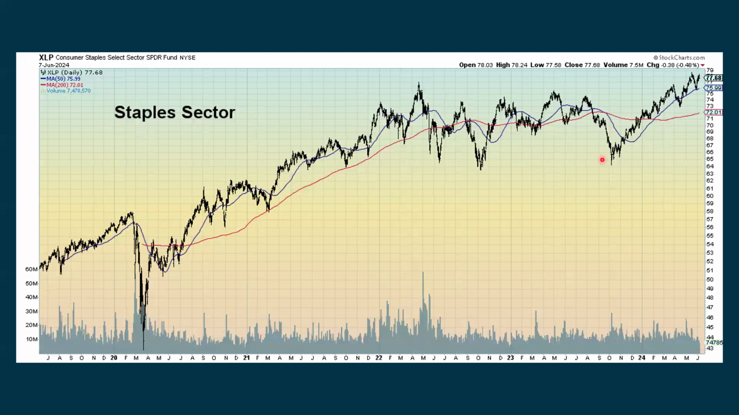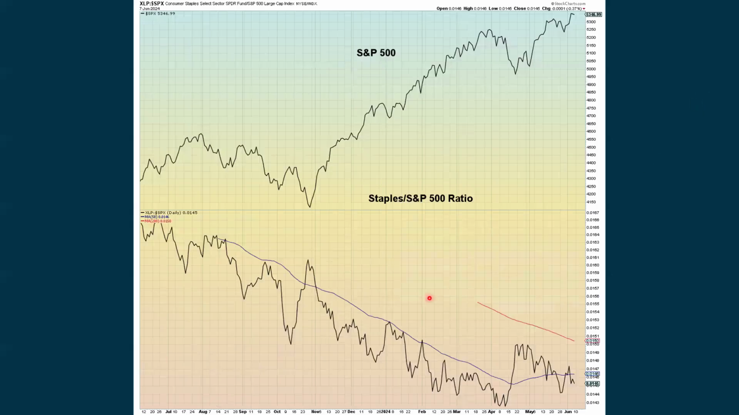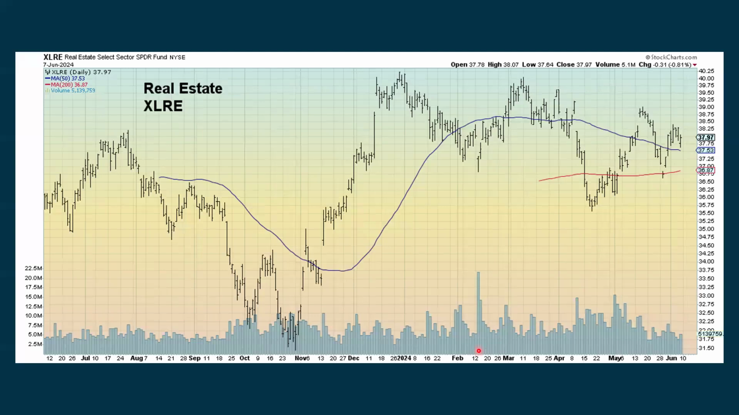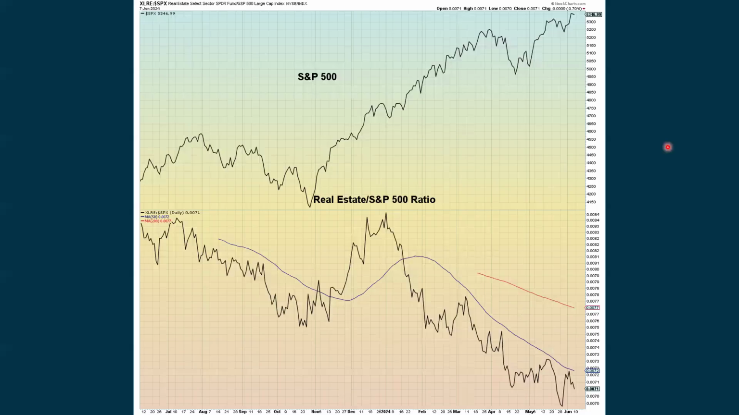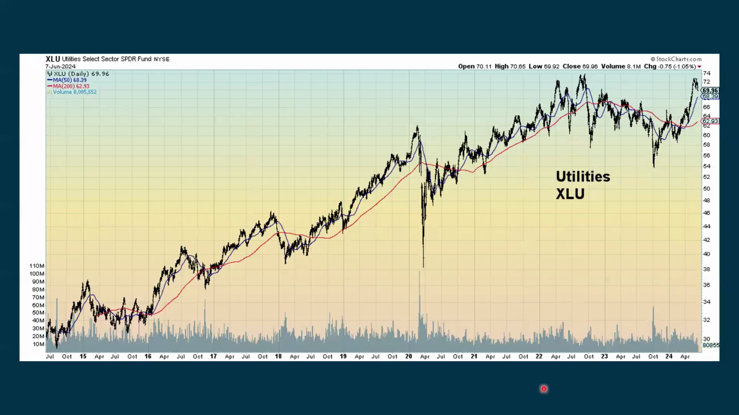Staples, this is a defensive area and something that I've been showing in every daily video because we're seeing a pretty solid uptrend here. It also came down to its 50-day moving average and then bounced up off of that. But when you compare it to the S&P, it is underperforming. But again, this is a more defensive area, so we're just keeping an eye on this. Real estate really suffering on a relational basis, but still in an uptrend when you look at it by itself. This is where we see a real breakdown, how real estate's underperforming the S&P.